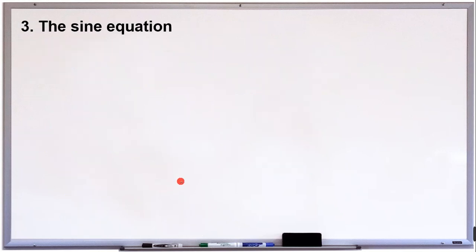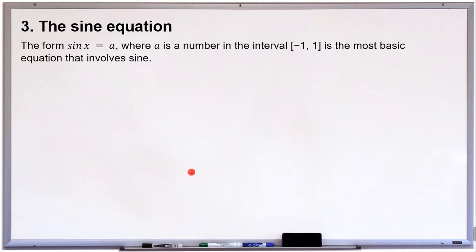Next, we'll proceed to the sine equation. The form sine x equals a, where a is a number in the interval -1 to 1, is the most basic equation that involves sine. Same with cosine, the value of sine of any angle only ranges from -1 to 1. It will not go beyond 1 and -1, because that will make our calculation undefined.